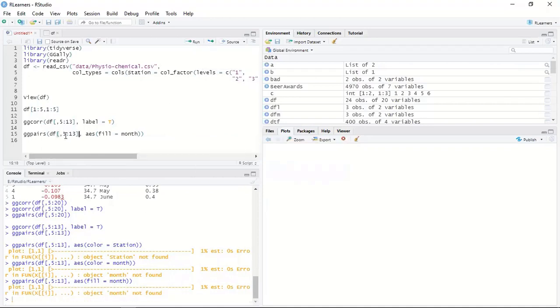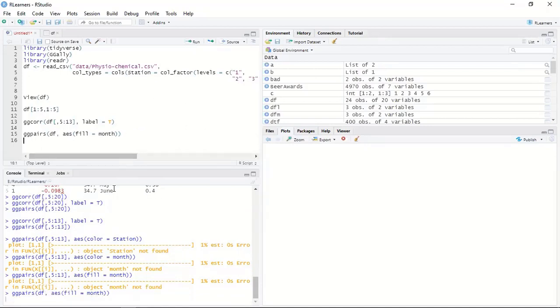Okay, what you can do, in this case, let us not select any of the columns, let us select all the columns and then fill with the month. See what happens.